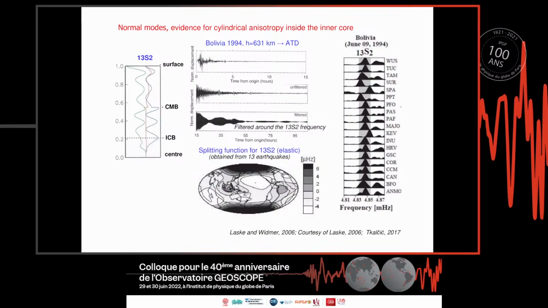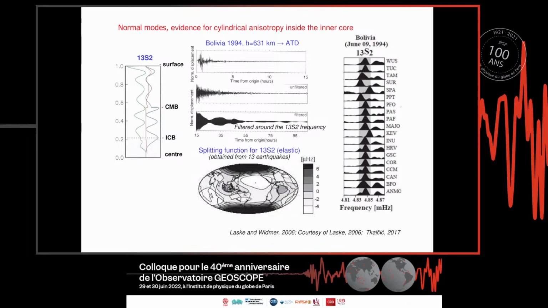So here is the record of the Bolivian earthquake from 1994, which was a big earthquake, recorded at the Arta Observatory at Djibouti. You see the first 15 hours, and the continuation of this record is vertical. And here, the same filtered around the period of 13 seconds. So you see you have a lot of signal, even 100 hours after the beginning of the earthquake. Here are the modes, here are the peaks of 13S2 at different stations.